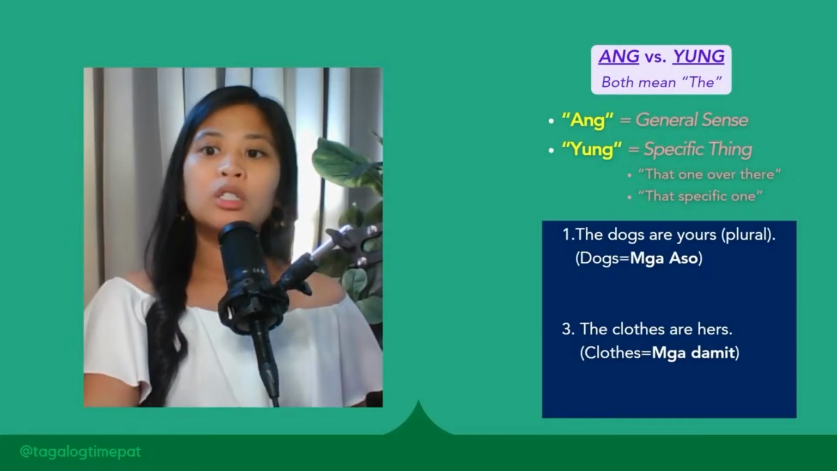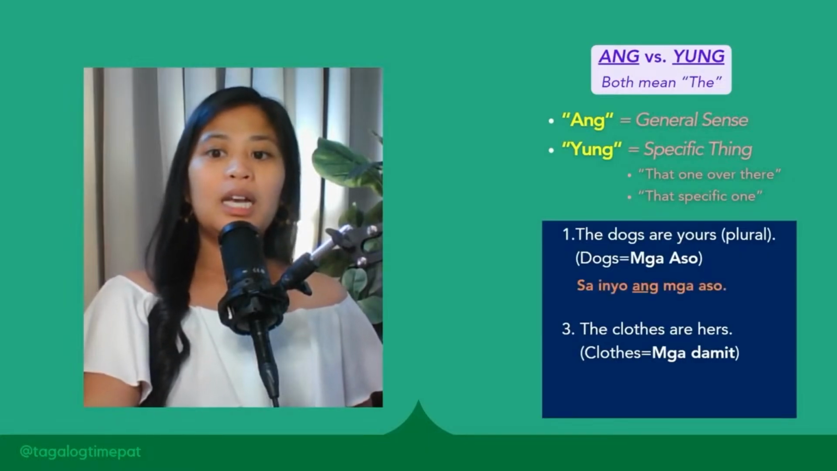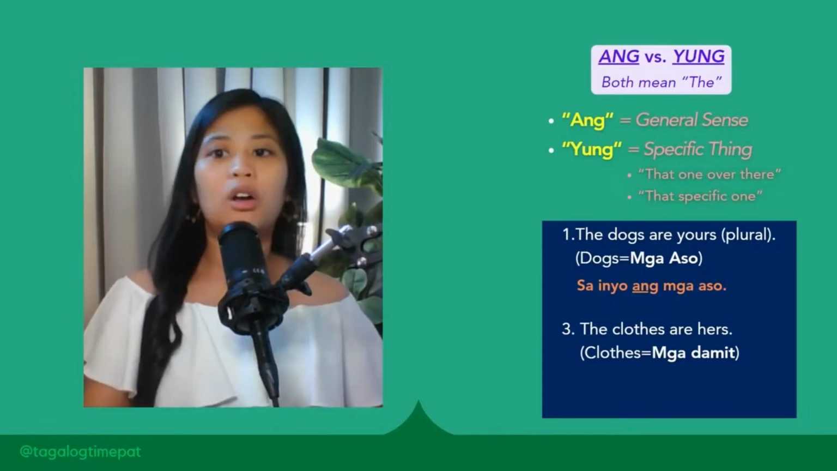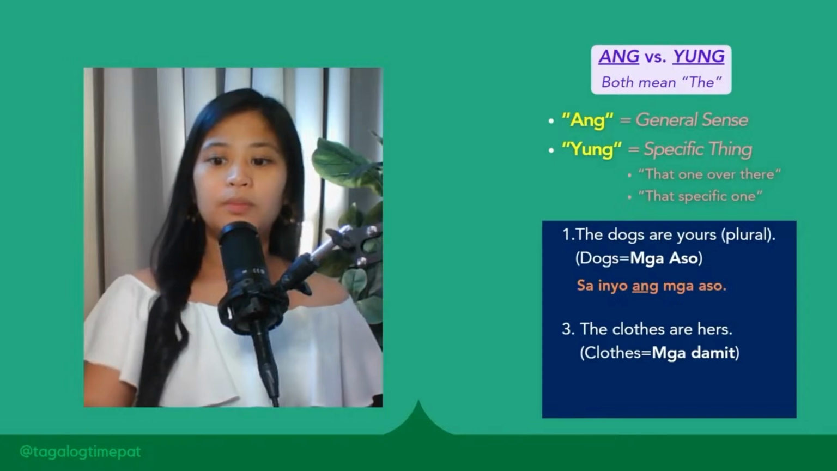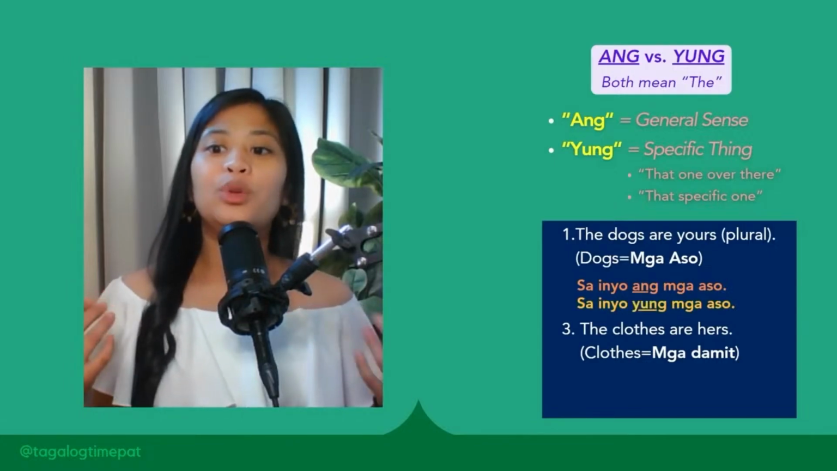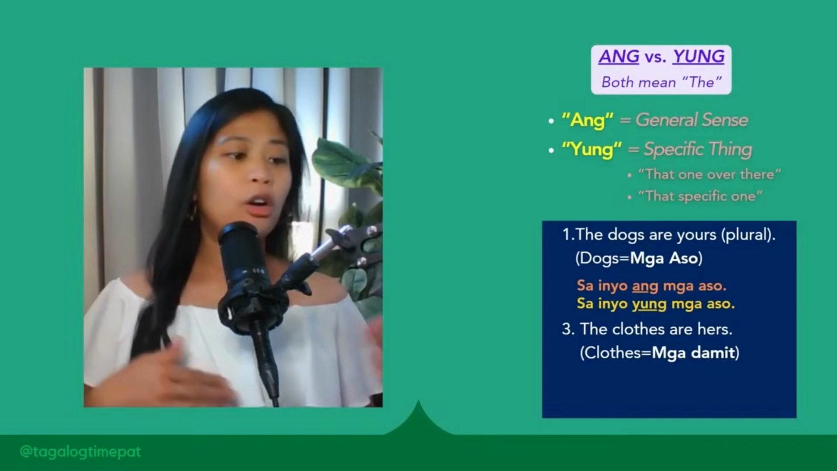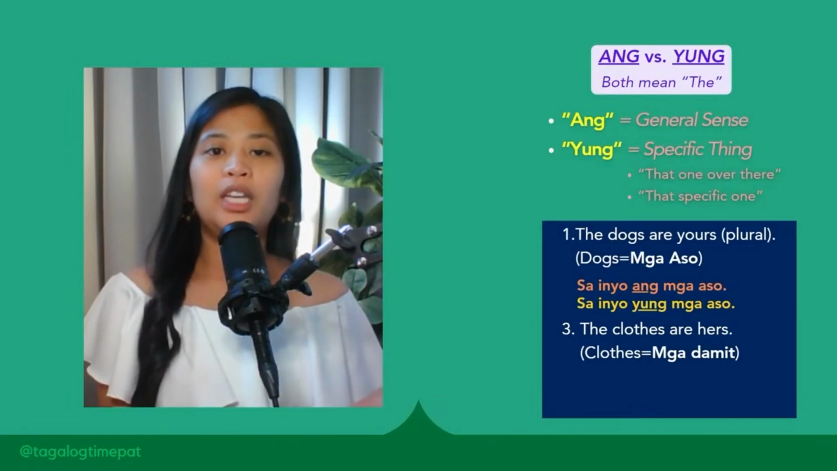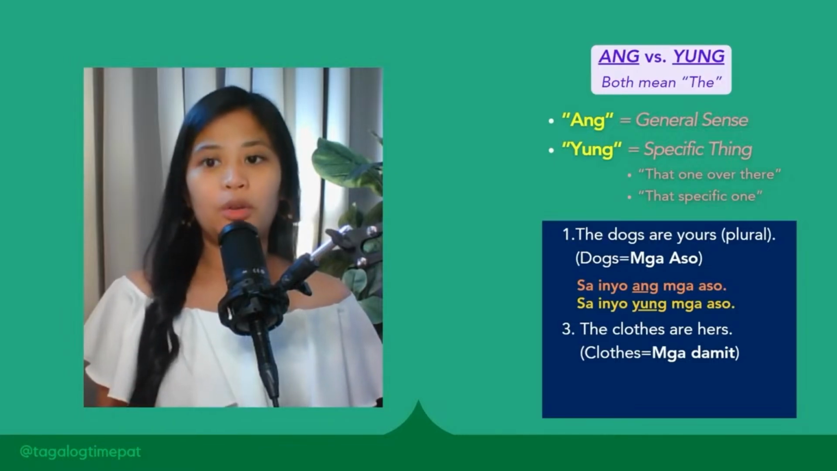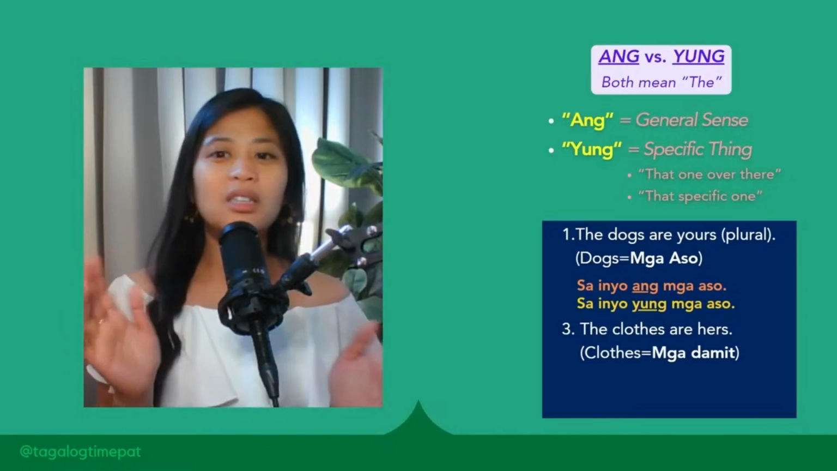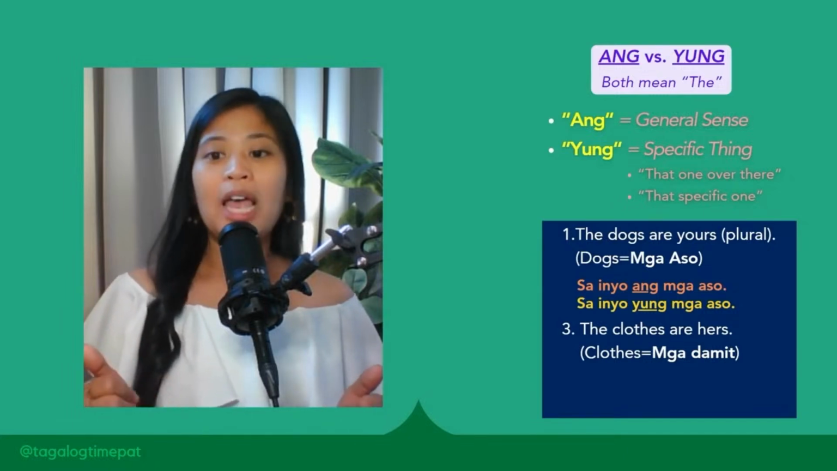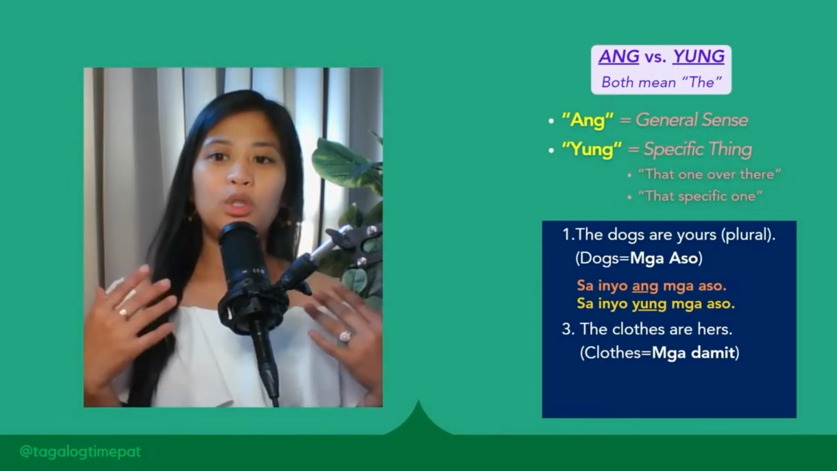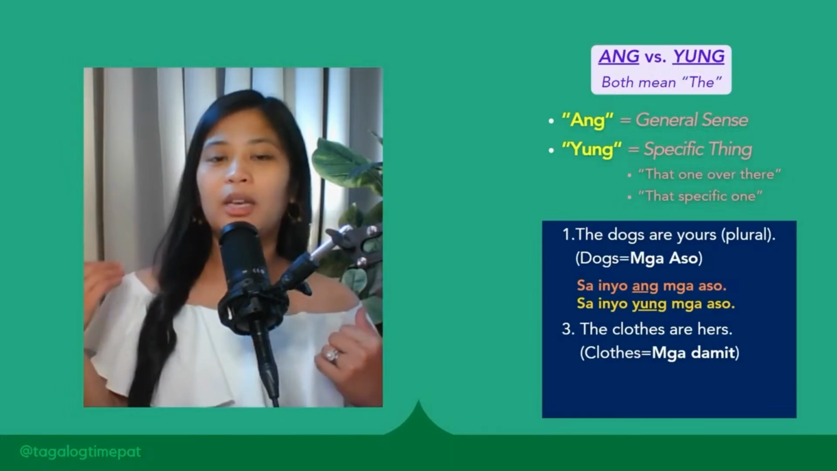example, the dogs are yours, plural. Sa inyo ang mga aso. That just means, oh, the dogs are yours. The dogs, any dogs, the dogs are yours. Whereas if I were to say, sa inyo yung mga aso, maybe we had already been talking about specific dogs, like, oh, the two right there. Sa inyo yung mga aso, the dogs are yours. So it's a very subtle difference there, ang and yung. And oftentimes people are just using them interchangeably. But when I use yung, it's like I'm already talking about something specific.